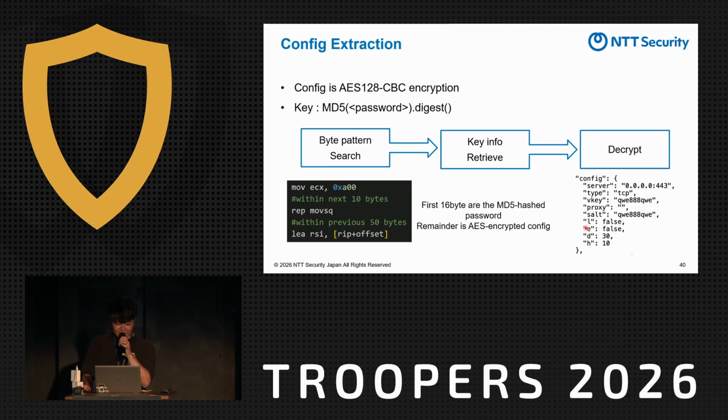Next, key-related information is retrieved from the surrounding region. In this structure, the first 16 bytes represent the MD5 hash key, and the remaining data corresponds to the AES-encrypted configuration. Finally, by using these keys to decrypt the data, it is possible to recover configuration details such as the C2 server address and communication settings.